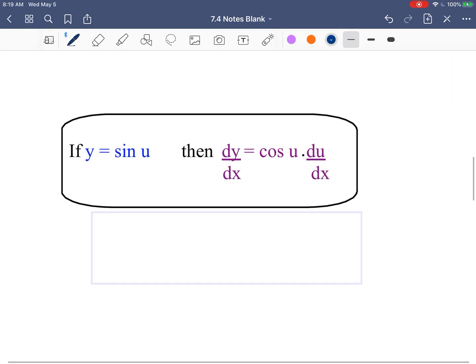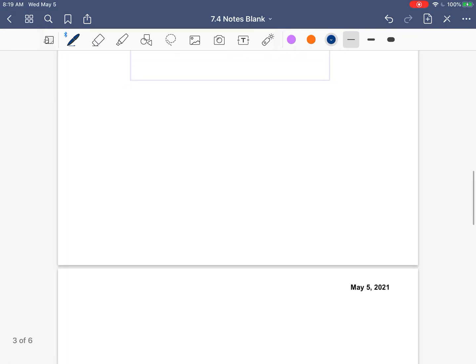So using that, if we have y is equal to the sine of u, then dy/dx is the cosine of u times du/dx. Basically what that means is it's kind of like the chain rule, or like with our natural logarithms and all those ones that we looked at. It'll be the cosine of the stuff times the derivative of the stuff, if we want to use stuff as our technical term.